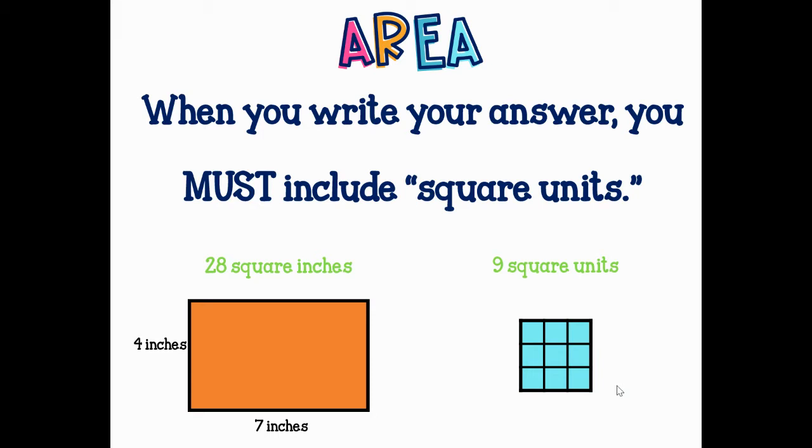In the blue example, they haven't labeled any sides. All I have is squares inside of this shape. So I can label this answer as 9 square units, because I don't know what they measured in. I don't know if it's centimeters, inches, feet, yards. Since they don't give me that in the problem, I can easily just say square units.